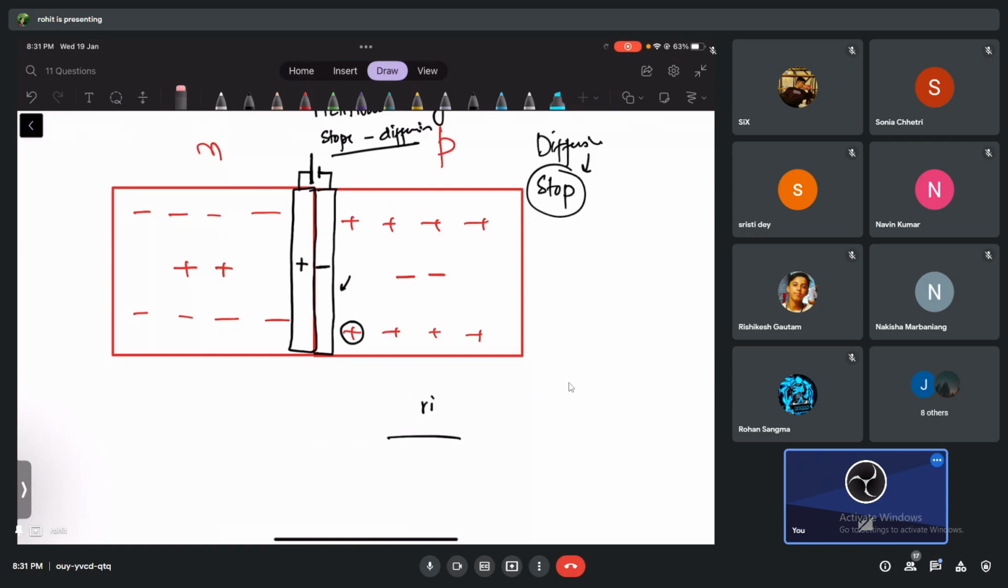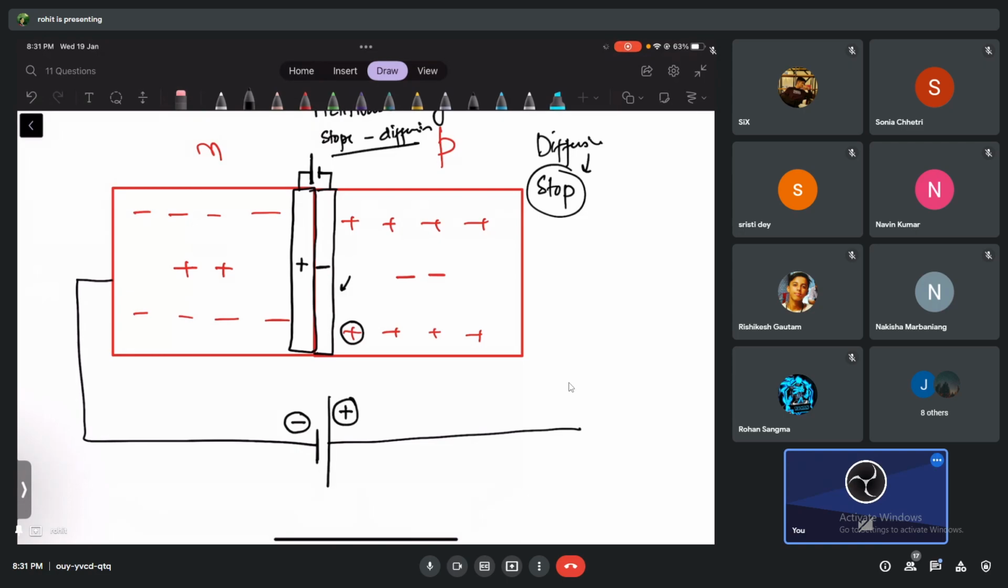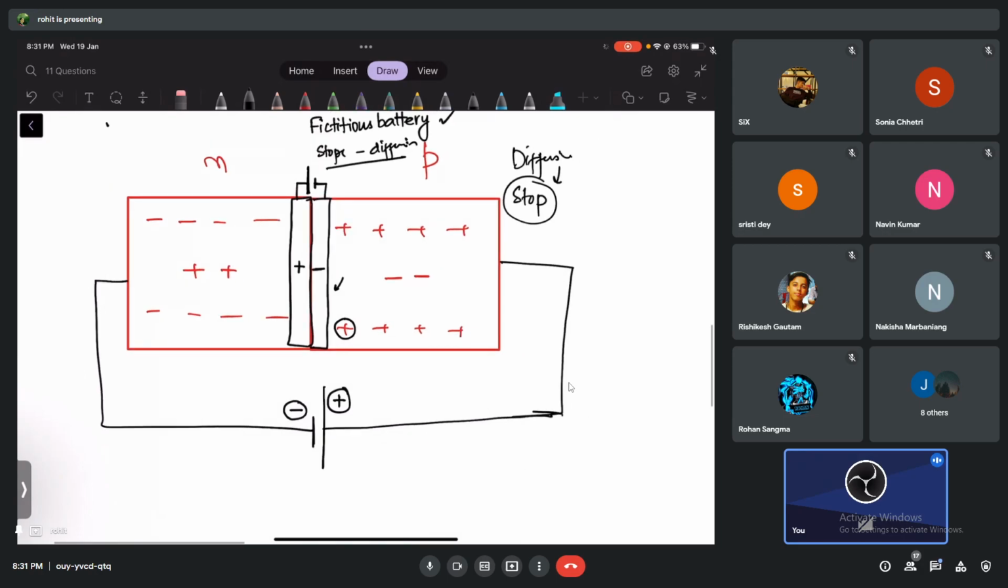Do you agree that I can apply another battery, a real battery from outside, such that the N side I'm connecting to the negative side, and the P side I'm connecting to what side, guys? Connecting to the positive side. I'm connecting the P type to positive and the N type to the negative of an external battery.